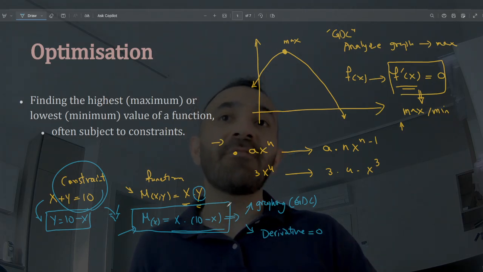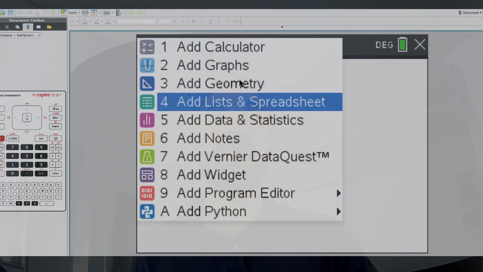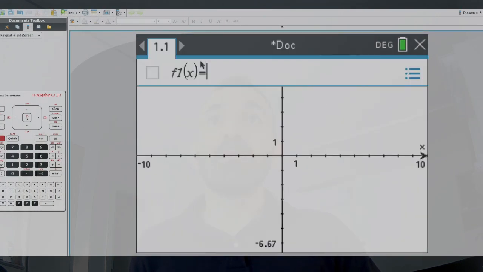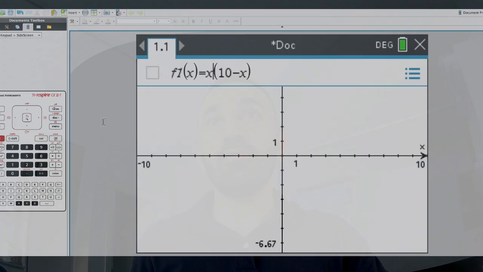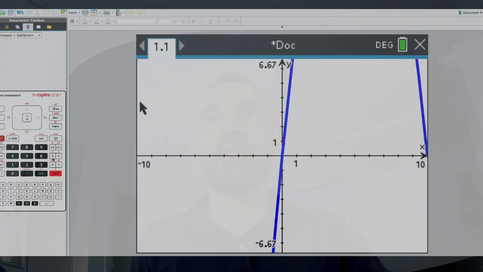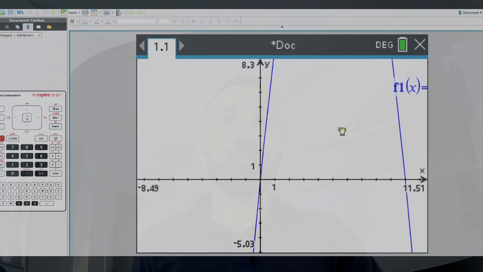First, let's go for graphing. I'm going to graph this function: x times 10 minus x. Let's graph this function. Okay, I need to put the multiplication. So look at my function.